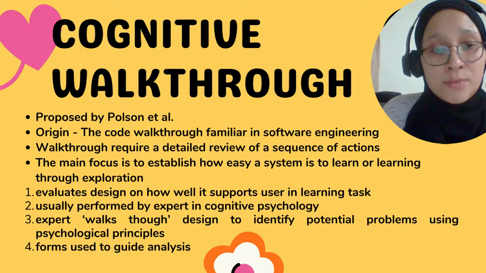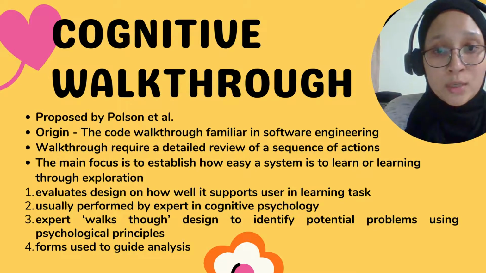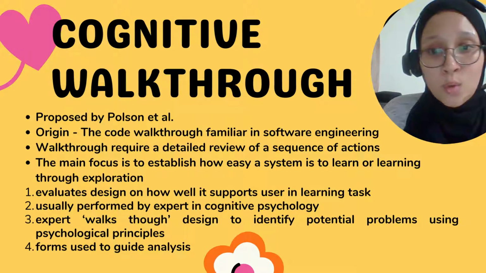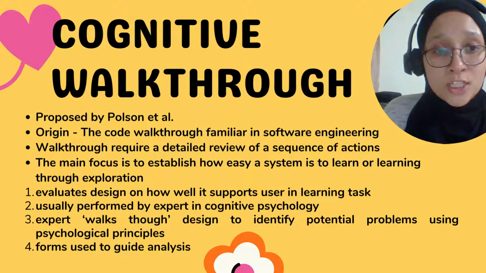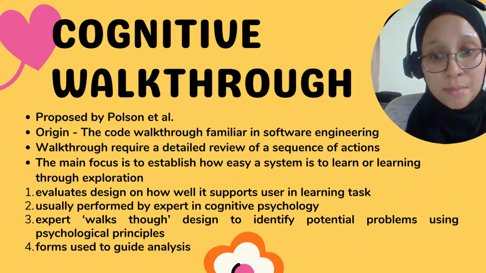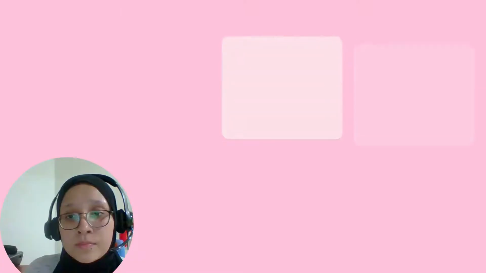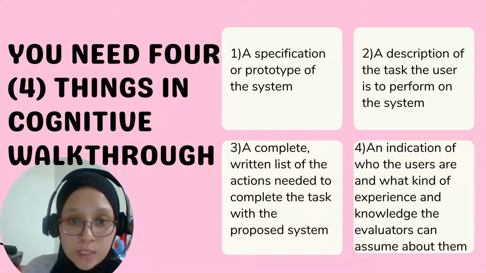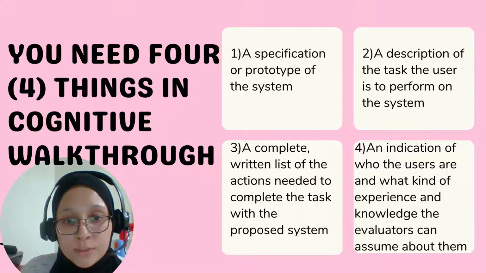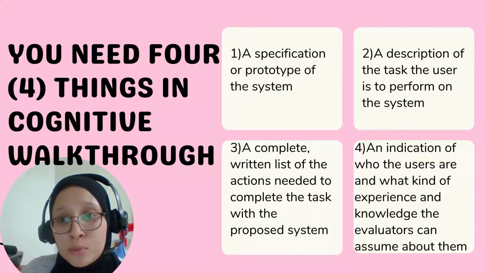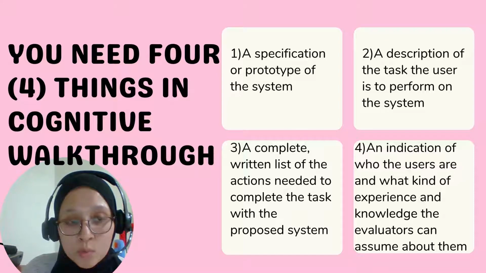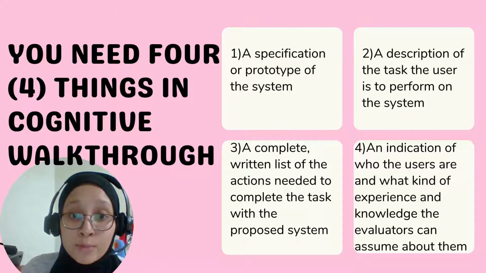Okay, usually performed by an expert in cognitive psychology. The expert is going to go through the design to identify potential problems using psychological principles, and then they will form a walkthrough to guide the analysis. Okay, you need 4 things for a cognitive walkthrough. The first thing you need is a specification or prototype of the system. So you must have a specification for the system, or you need to have a prototype.